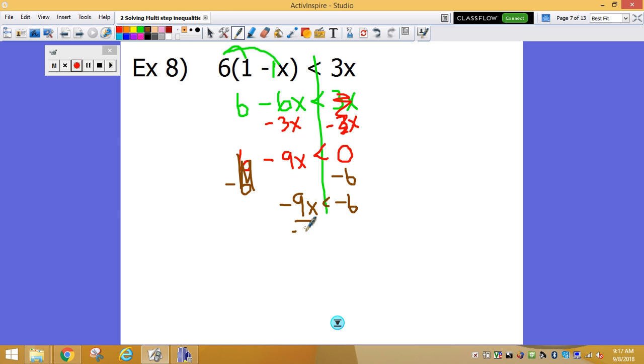Divide by negative 9. Now I divided by a negative, so my inequality flips. And negative 6 divided by negative 9, you could leave it as 0.6 repeating, or you could turn it into a fraction of 2/3. And I'm fine with either answer.